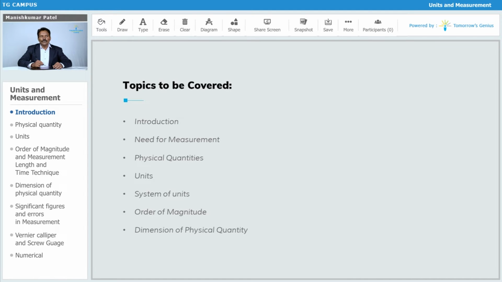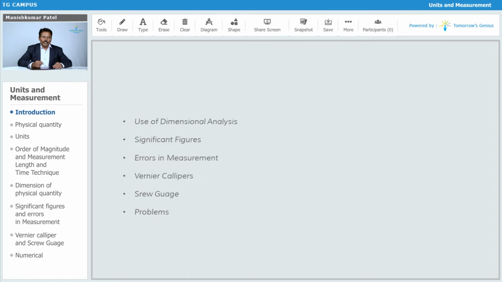units that we are using, then what is the order of magnitude, then the dimensions of a physical quantity, then the use of dimensional analysis, significant figures, errors, so those occur in the measurements, then vernier calipers, screw gauges, and along with that the past year numericals.